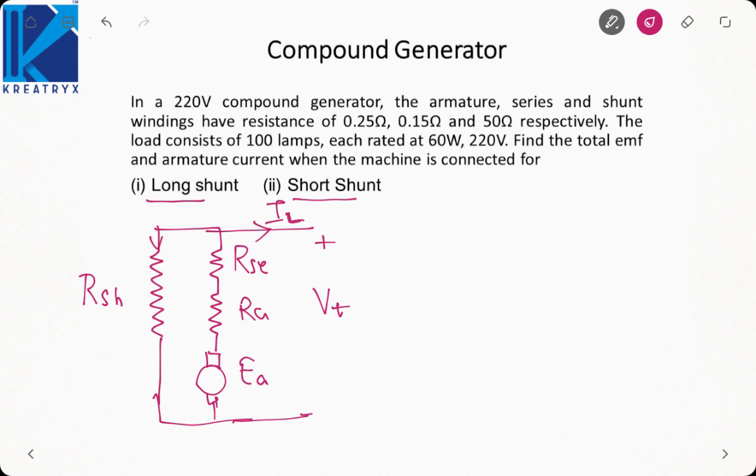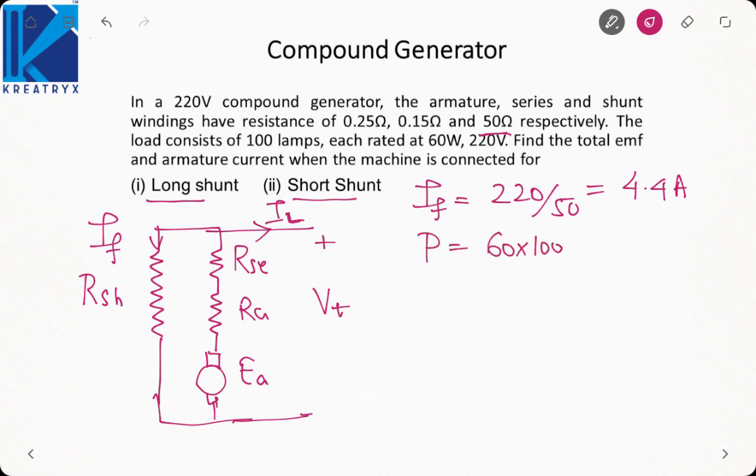So here you can calculate IF. So what will be IF? Terminal voltage, that is 220, by field winding resistance, that is 50, shunt winding resistance, 4.4 ampere. Now what is load? Load is 60 watt, 100 lamps, that is 6 kilowatt. Based on that I can calculate IL, 6000 by 220. So what will be the value of IL? 27.27 ampere.